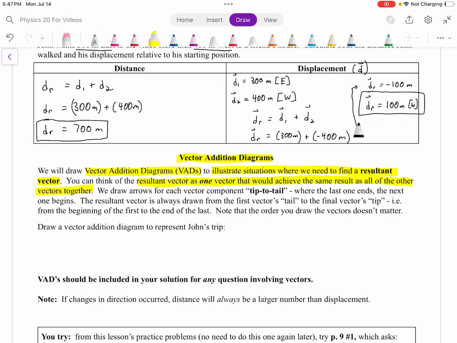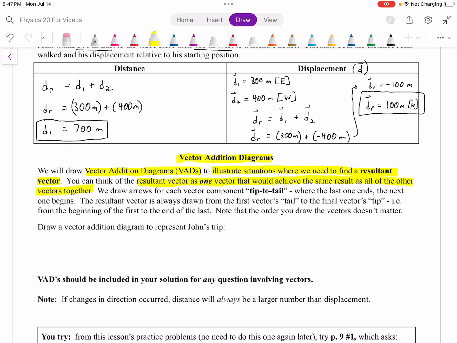So it's like saying, okay, you could have done both of these things, the same result as if you just walked 100 meters west to begin with, right? In terms of where you ended up. That's what a resultant vector is. It's the one vector that gives us the same result as all of the other ones together. It's the total, essentially, right? The total result of adding all those vectors together.